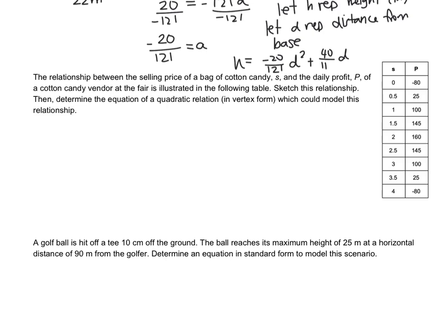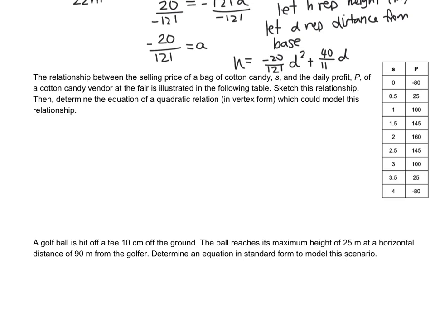So I already have variables in here, S and P, so I can use those throughout. Now, looking at my table, these are the prices for the cotton candy, and these are my profits. So I can see when the selling price is 0 and 4, my profit is in the negatives. And then looking at it, I kind of want to find my vertex because I do need vertex form.